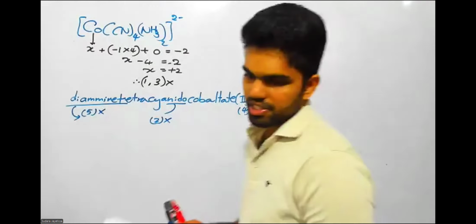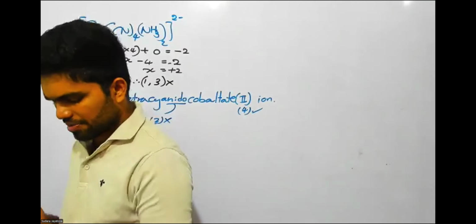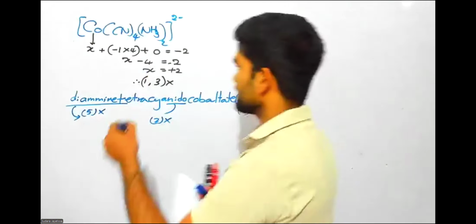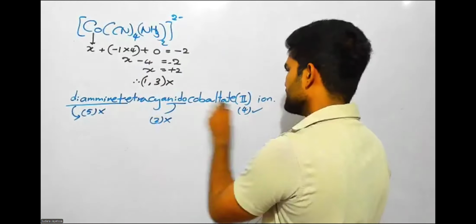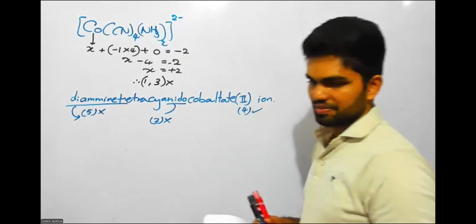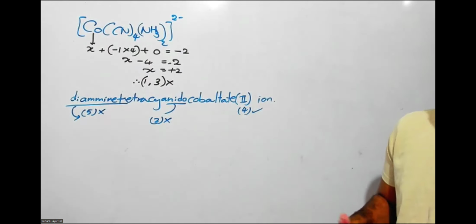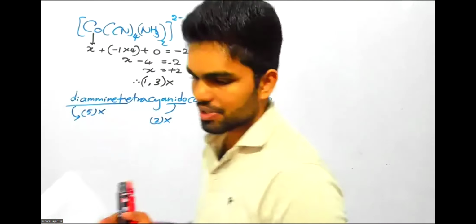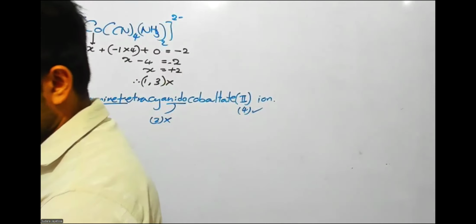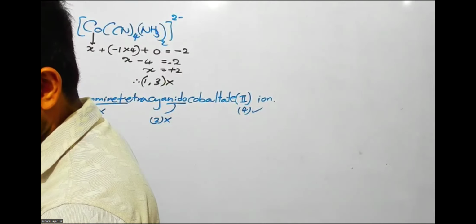Okay, it's a good question, no? Because the same name is there with cobaltate 3. The same name is there by changing the 3. So some students I saw had selected that answer also. That's why I said these questions are not easy.